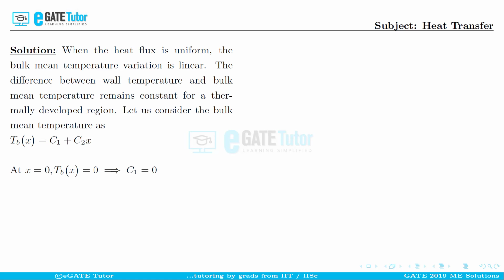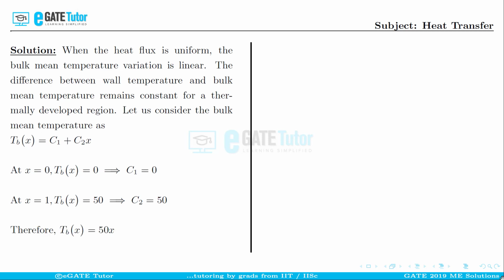Similarly, at the right extreme or the exit point, the bulk temperature is given as 50 degrees centigrade when x is equal to 1. When we substitute that condition, we get C2 is equal to 50. So since we know C1 is equal to 0 and C2 is equal to 50, we can rewrite this bulk temperature expression as Tb of x is equal to 50x.